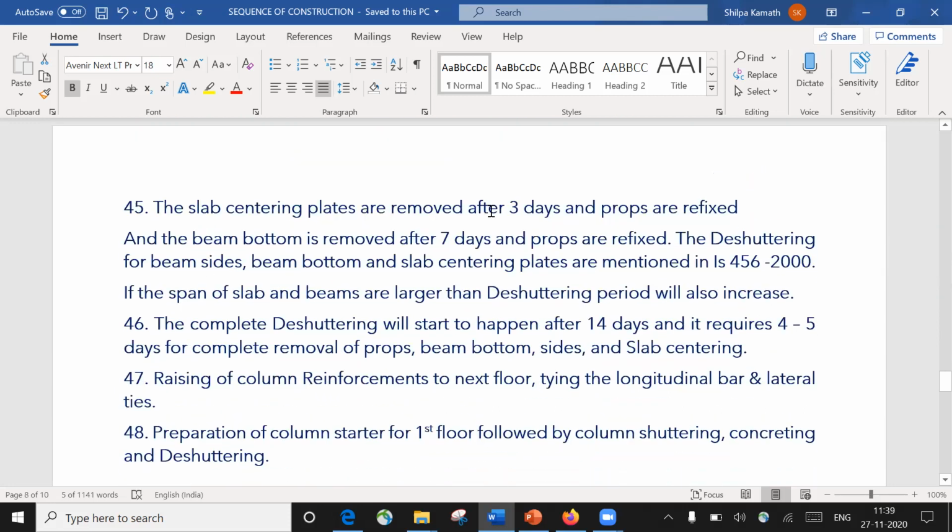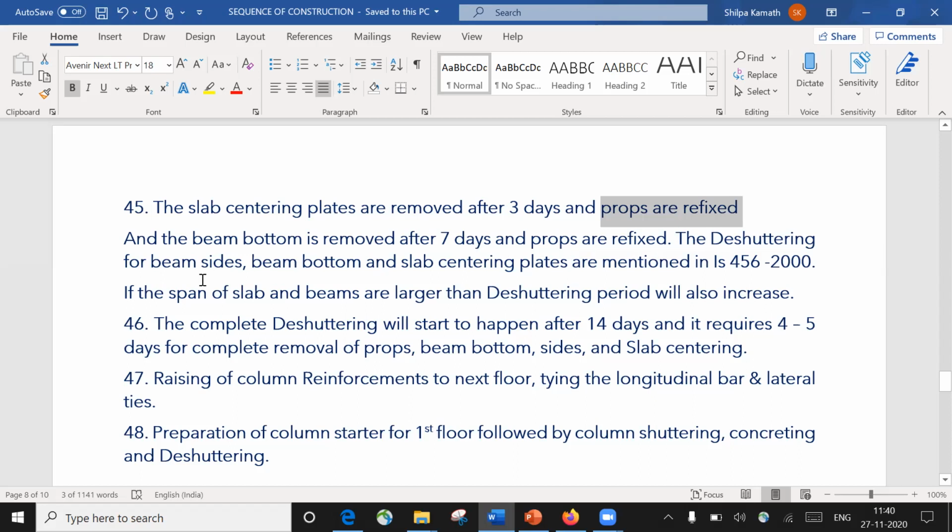Next, the slab centering plates are removed after 3 days and props are refixed. What do you mean by this? Once you've done the casting of a slab, it's not like for the footing, where we do the de-shuttering the next day. For the slab and the beam bottom, we are not going to follow that method. IS 456 2000 recommends that the slab centering plates be removed after 3 days, and the beam bottom be removed after 7 days. As soon as you remove the slab centering and beam bottom, you refix the props.